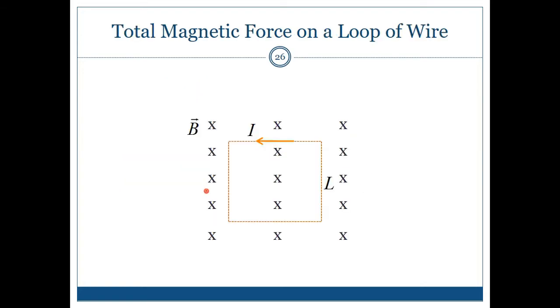Remember in class, we had this example where we calculated total magnetic force on a loop of wire. This itself is a magnetic dipole. It has a dipole moment. If you curl your fingers towards the direction of this current, the dipole moment goes out of the page, and it has a magnitude I times L squared, since it has an area of L squared.